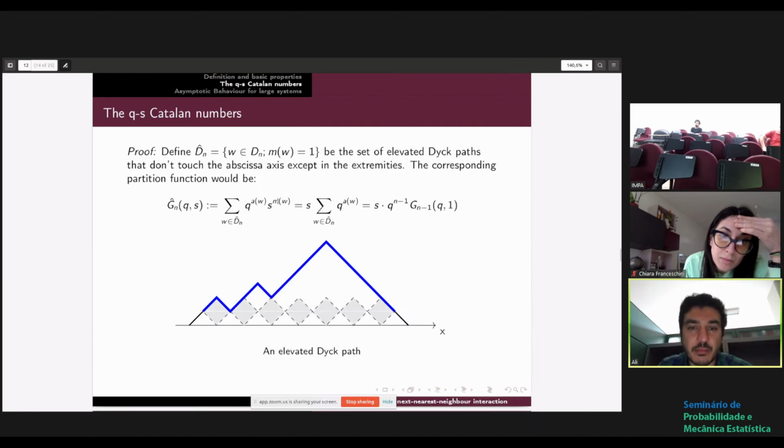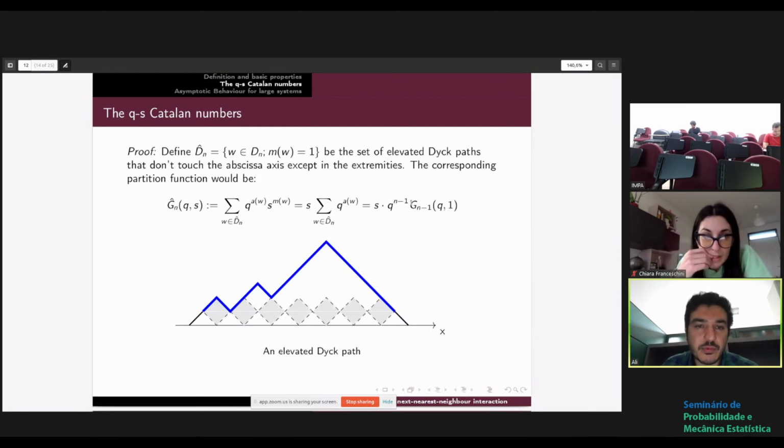First, of course, m is 1, so the s goes out, and then you just have to count the difference of the area. So the elevated dig path, the black one, has more squares, more area, which is exactly n minus 1 more than the blue one. So you have this Q n minus 1 factor that factors out.